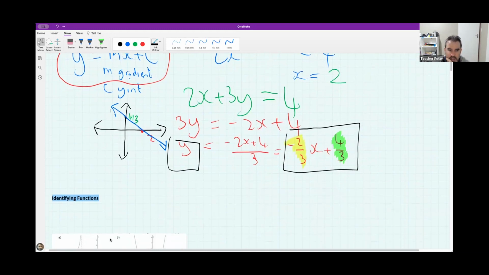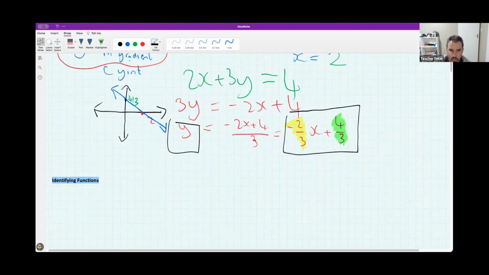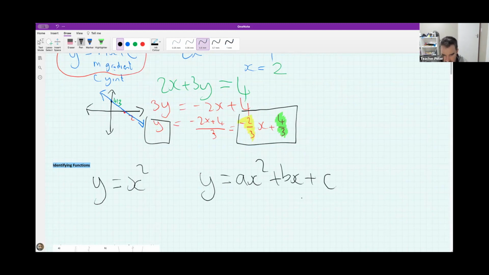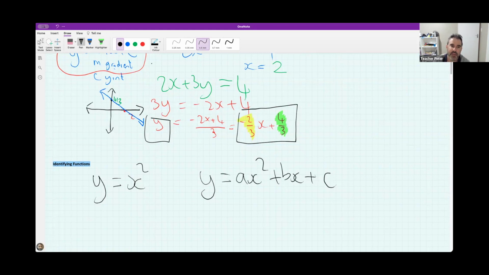Okay. So the next most important function for grade 11 functions is what's called the parabola. And the most basic parabola that you can get is y equals x squared. But the standard form of a parabola is ax squared plus bx plus c. Okay, so that's like we have mx plus c for straight lines. For parabolas, or the graphs of quadratic equations, they look like this.